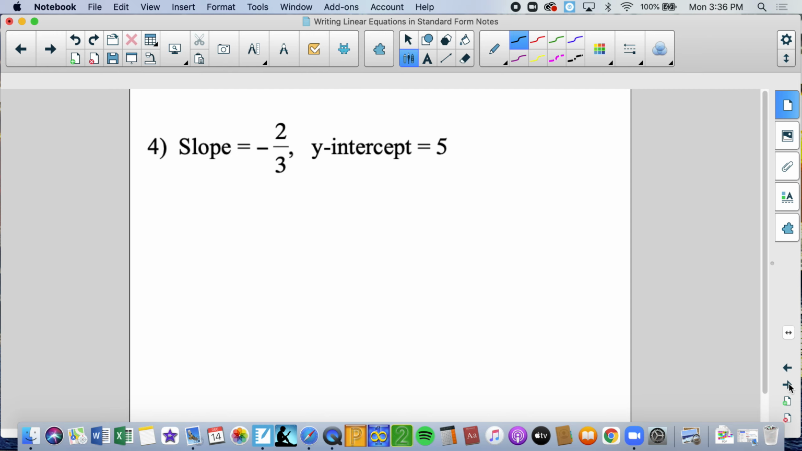Let's take a look at this one. This one, again, adds some complexity to it, so we'll go over it together as opposed to having you do it first. We're given the slope and the y-intercept. We're going to use the slope-intercept template. Let's plug in those values.